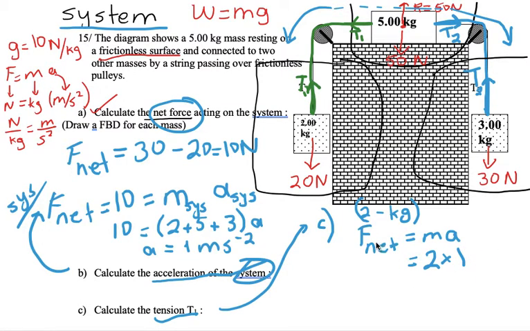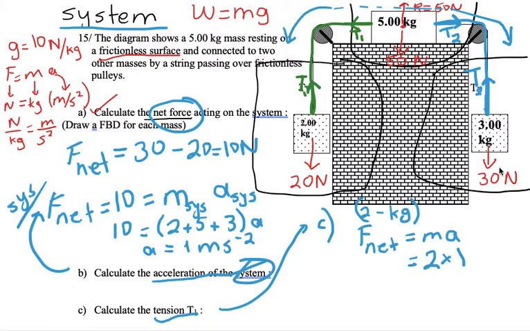What is F net? Now, to write F net, I will obviously write T1 minus 20 or 20 minus T1. Which one is it going to be? I need the bigger one. Which one is the winner? To find the winner, I need to know which way this acceleration is. So go back to the whole system.